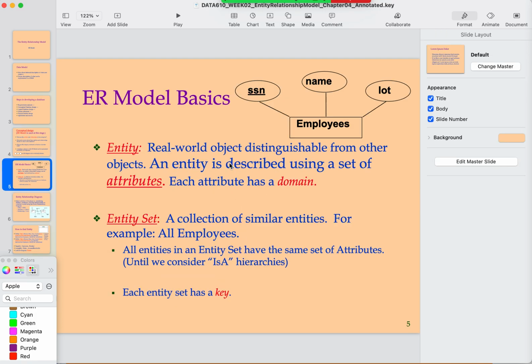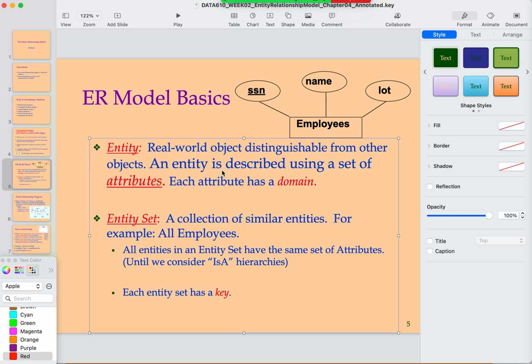So the entity is a real-world object that is distinguishable from other objects. We say that it's an object because it can really be anything. It could be an employee, a customer that places orders, an employee that works in some department, or it can be a patient in a hospital that is taking certain medical treatment. Now these are human entities, the employees, the customers, and the patients. But other than human, it could be anything.